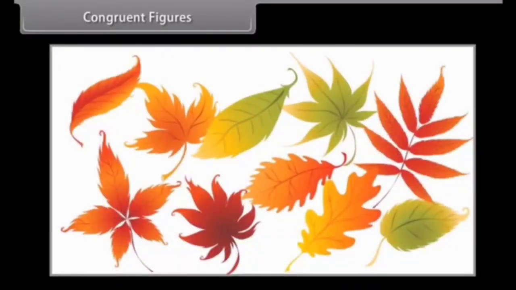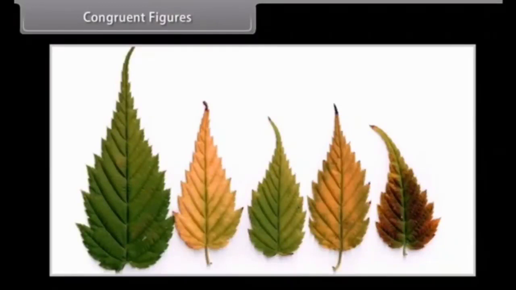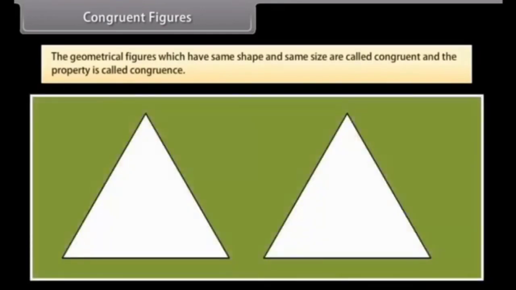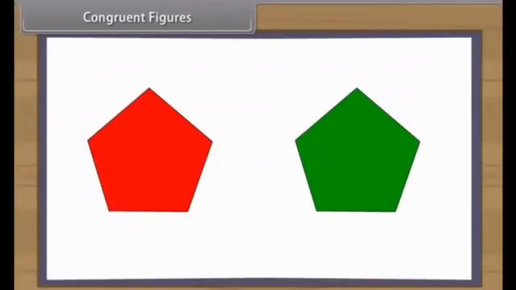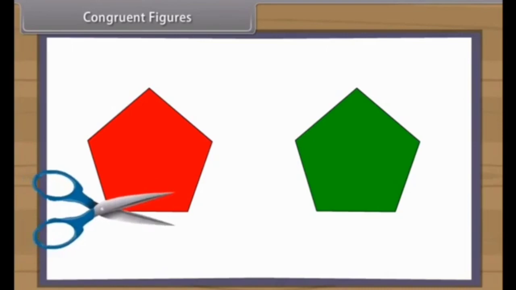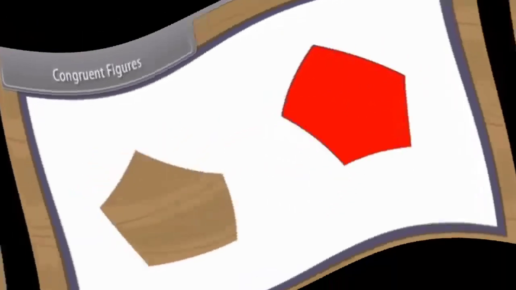Congruent figures. You might have observed that leaves of different trees have different shapes, but leaves of the same tree have almost the same shape, although they may differ in size. The geometrical figures which have the same shape and same size are called congruent, and the property is called congruence. Congruent objects are duplicates of one another. If two mathematical figures are congruent and you cut one figure out with a pair of scissors, it will fit perfectly on top of the other figure.